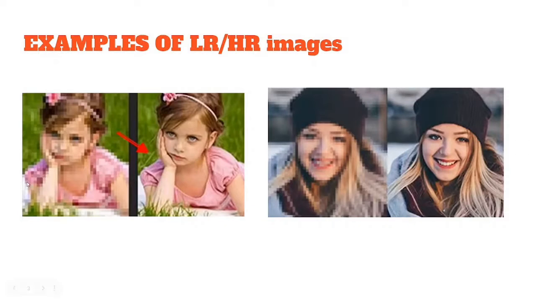These two sets of images are examples of low resolution and high resolution images. On the left side you can see the low resolution image, and on the right side it is the high resolution image. So I built an SRCNN model to obtain the high resolution image by giving the low resolution image as the input.